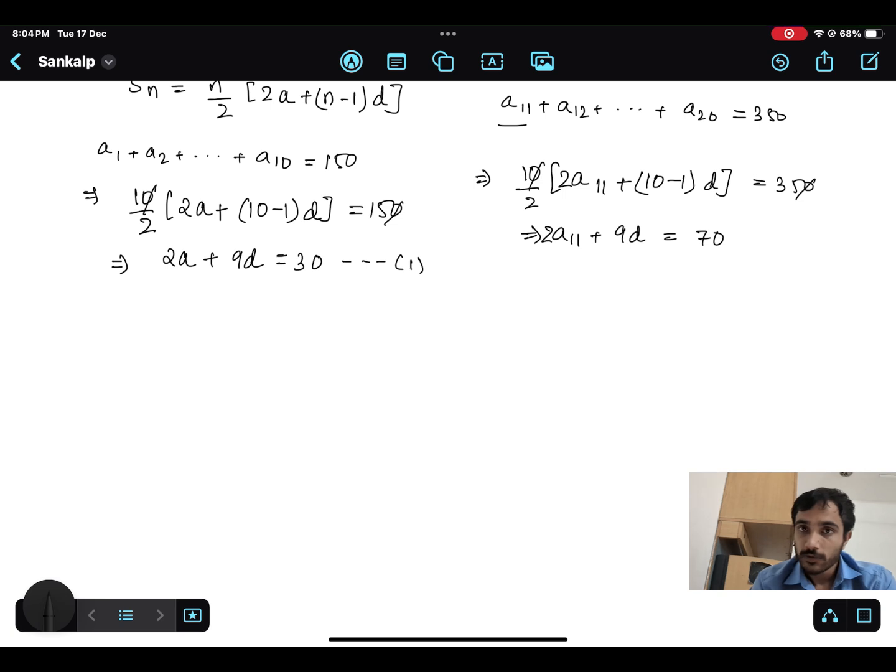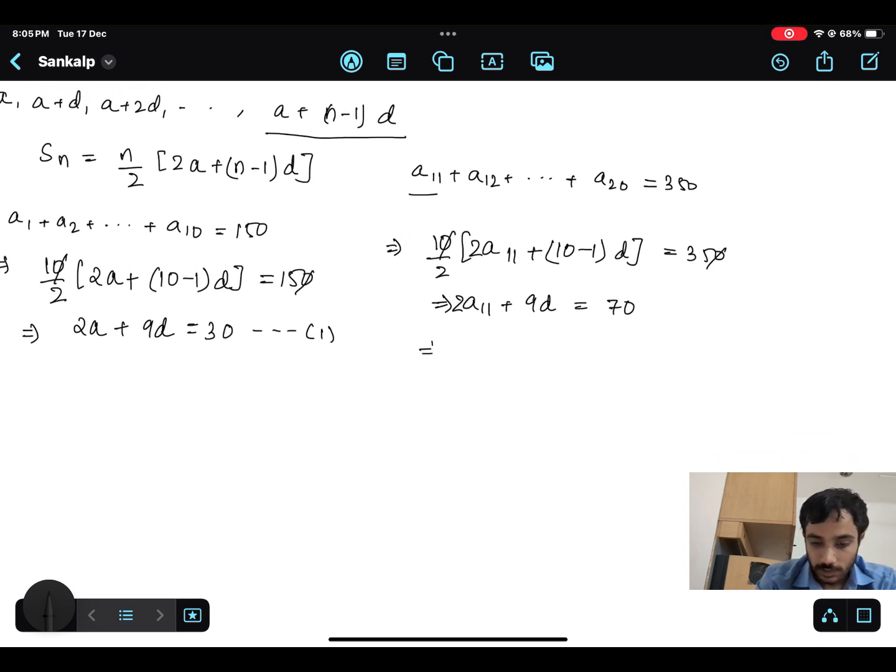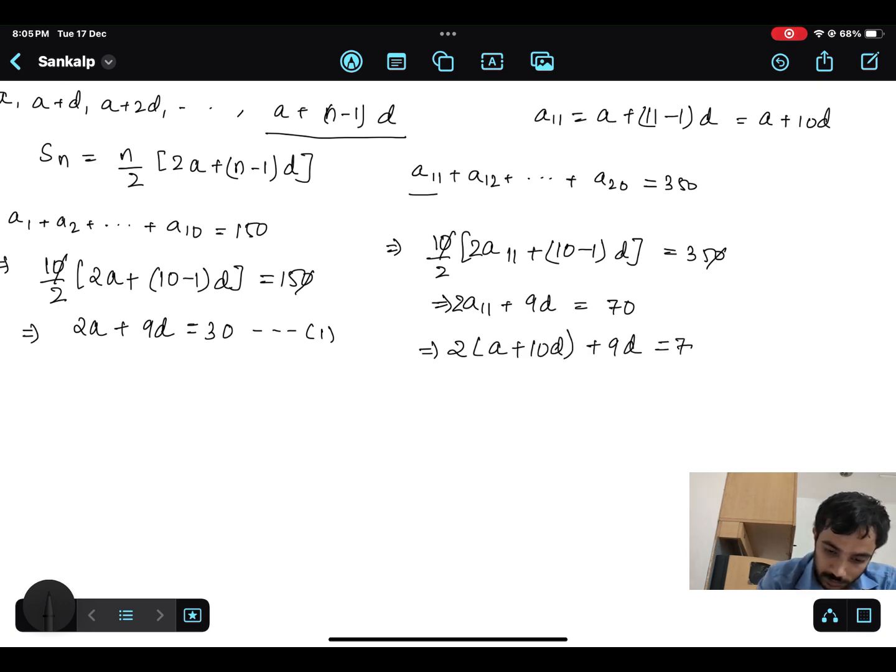Now we know that the nth term of an AP is a plus n minus 1 into d. So the term a11 will be a plus 11 minus 1 into d, which is nothing but a plus 10d. So a11 will come as a plus 10d, and with 9d, it is 70. So we'll get 2a plus 29d as 70. This will be our equation 2.